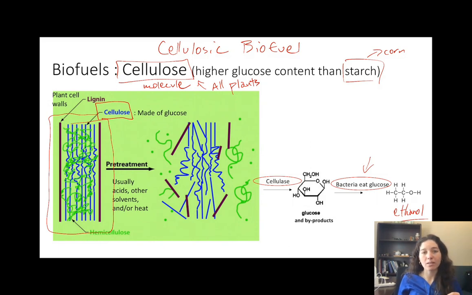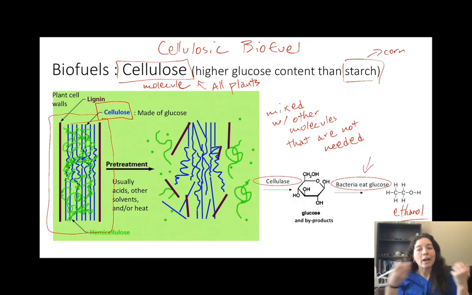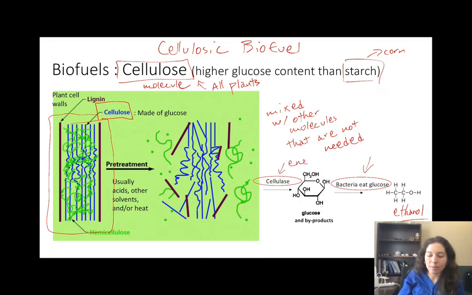Now, some of the problems with this is that the cellulose in the cell walls is mixed with other types of molecules that we don't want. So most of the problem here is extracting the cellulose, separating it from the stuff we don't want, and isolating it so that it can be broken down by our cellulase enzymes, turned into glucose, and eaten by the bacteria so we can get our fuel source.